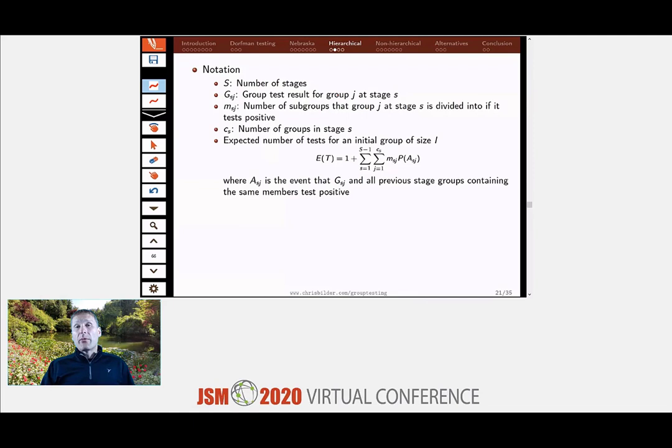And then with that, we can come up with a nice expression for the expected number of tests. It's equal to 1 for the initial group tests. And then we sum over all the stages but the last one, because there's no more testing done after that last one. We sum over all the groups within a stage.